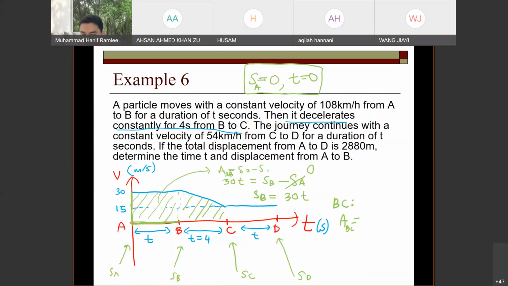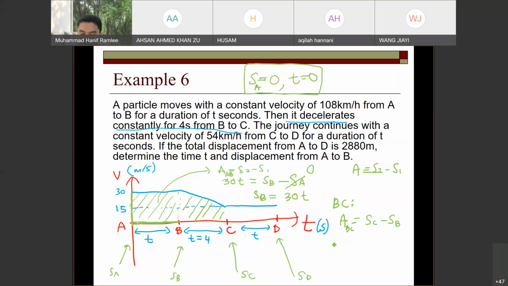Okay, so this is area BC. It should be SC minus SB. You should remember that S2 minus S1. So S2 in this case, BC, the S2 is SC, the second point. S1 is the first point, which is SB. So the area BC equals SC minus SB.